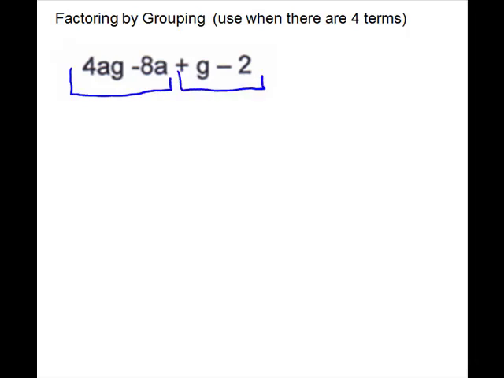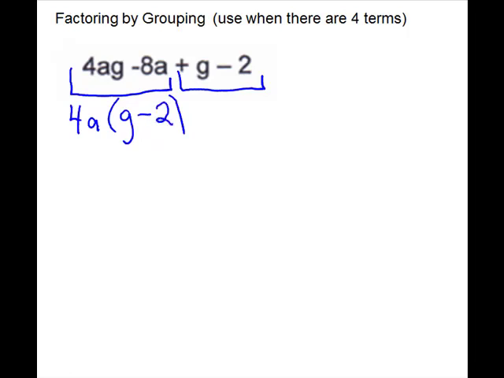For our next problem, we do have 4 terms, so we will try grouping. In our first group, we have a GCF. We can take a 4 and an A. To get back to that group, we're missing a G minus 2.